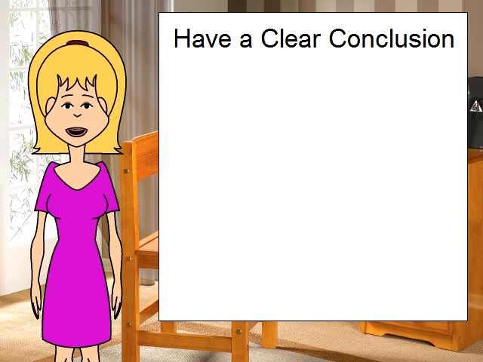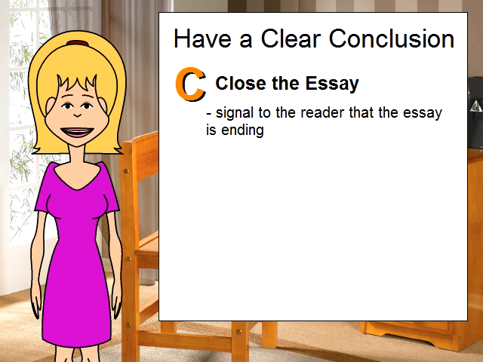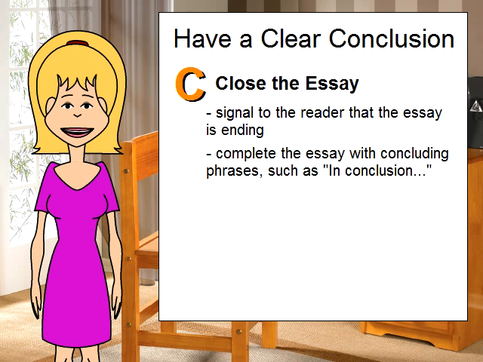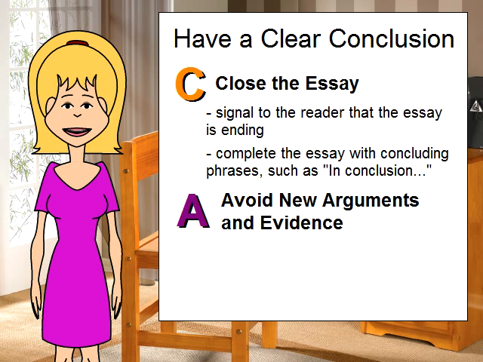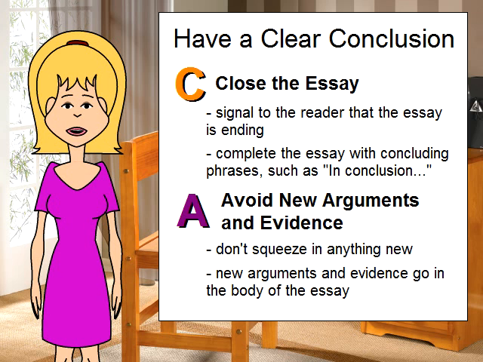Writing a clear conclusion is an important part of any essay. To make your conclusion clear, you need to close the essay. Signal to the reader that the essay is ending by using a concluding phrase. Next, to make sure that your essay conclusion is not disorganized, you must also avoid adding new arguments and evidence. Don't try to squeeze in any new information. It won't be helpful. Instead, you can try to put new arguments into the body, but only if there is time.